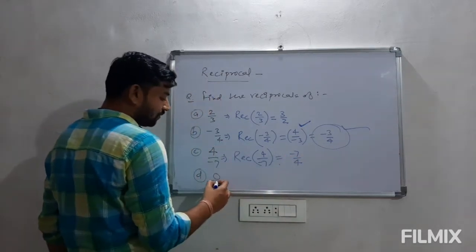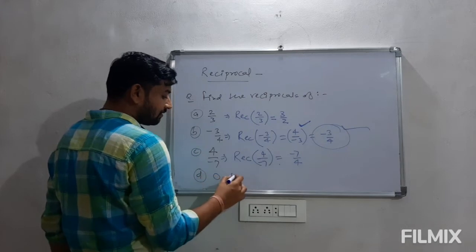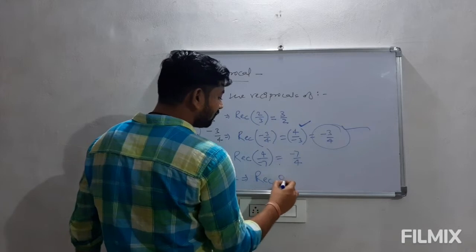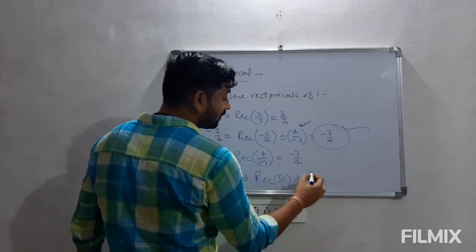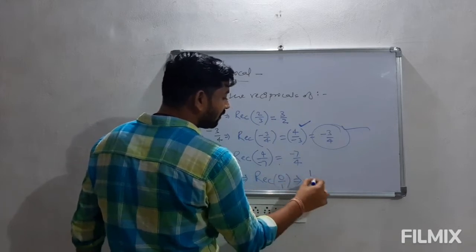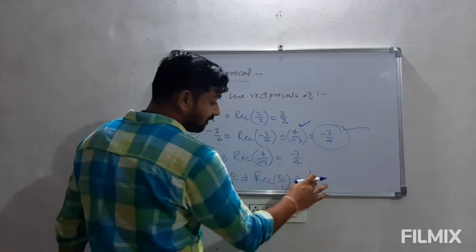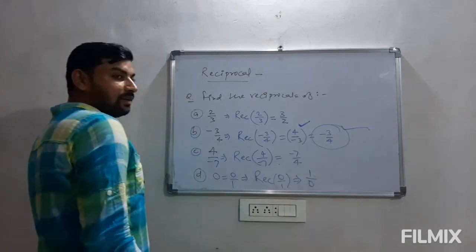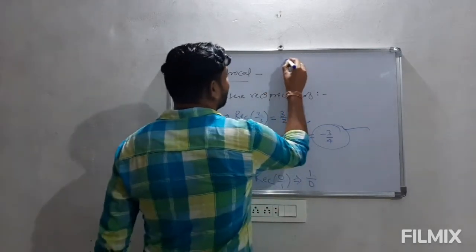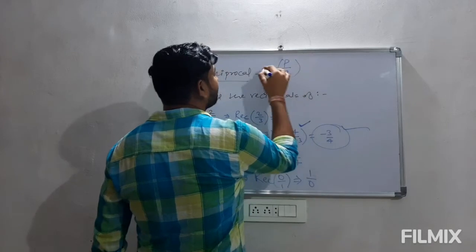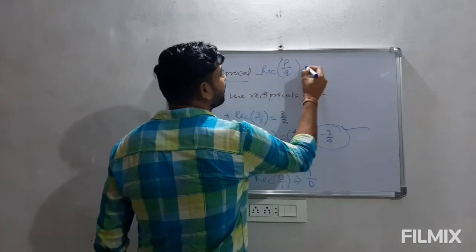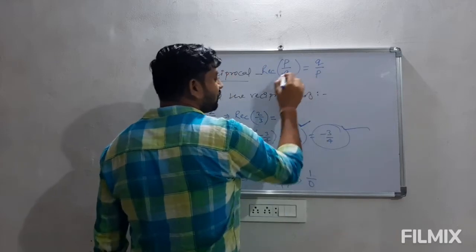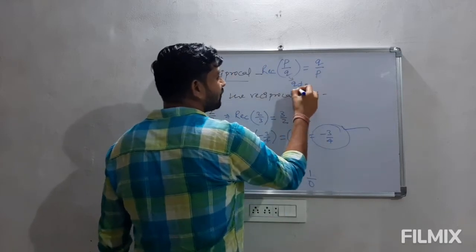Then comes 0. 0 can be written as 0 upon 1. Then when we write the reciprocal of 0 upon 1, it comes out to be 1 upon 0. Now see, what was the definition of a rational number? P by Q, where Q is not equal to 0. When we write the reciprocal of P by Q, we get Q upon P. Here the earlier case was a rational number where Q is not equal to 0.